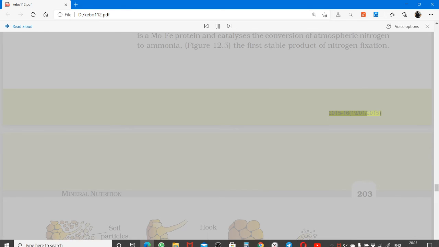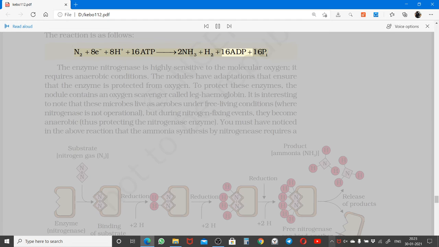Mineral nutrition. The reaction is as follows: N2 + 8e- + 8H+ + 16 ATP gives 2NH3 + H2 + 16 ADP + 16 Pi. The enzyme nitrogenase is highly sensitive to molecular oxygen. It requires anaerobic conditions. The nodules have adaptations that ensure that the enzyme is protected from oxygen. To protect these enzymes, the nodule contains an oxygen scavenger called leghemoglobin.